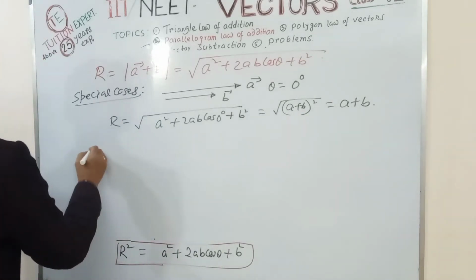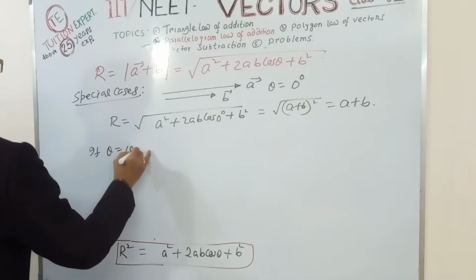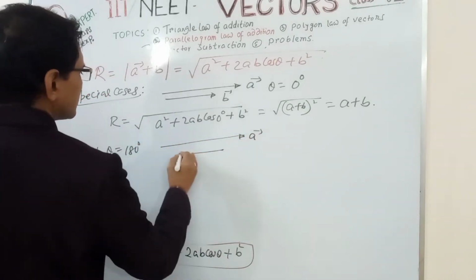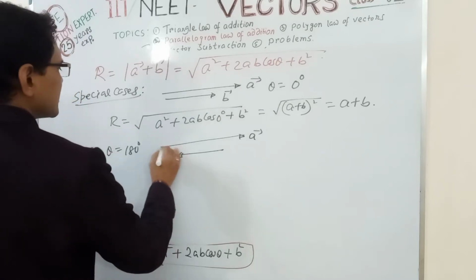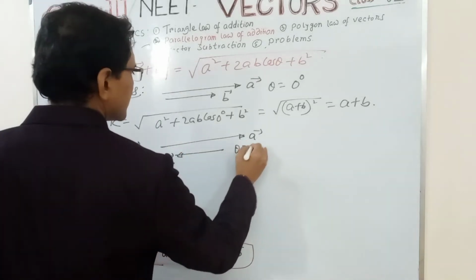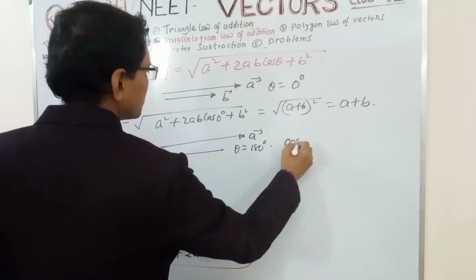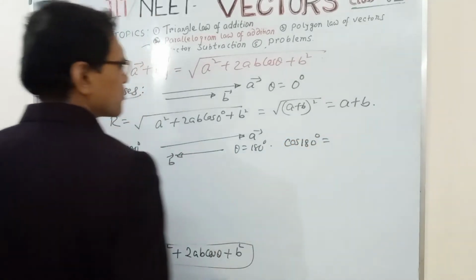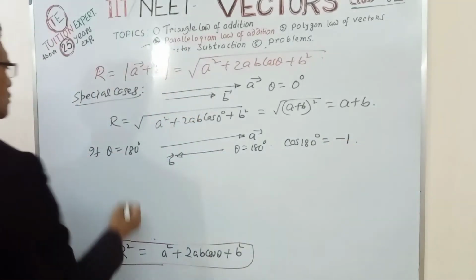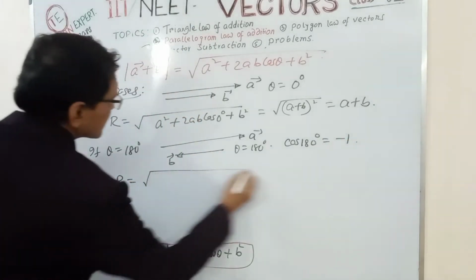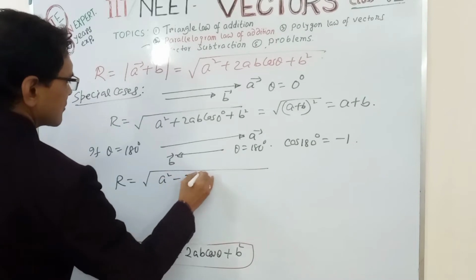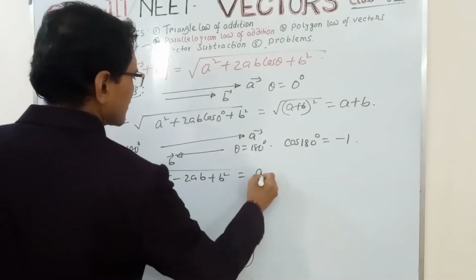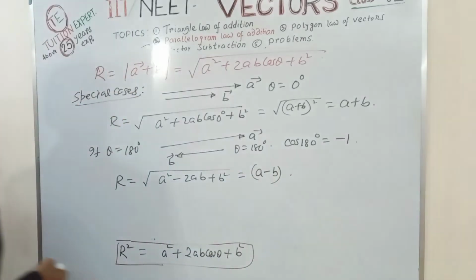Now if theta equals 180 degrees, that is, this is A and this is B, just opposite. Here the angle is 180 degrees. Now we know from maths, the value of cos 180 is -1. So put here cos 180 equal to -1. That is the difference of the vectors.